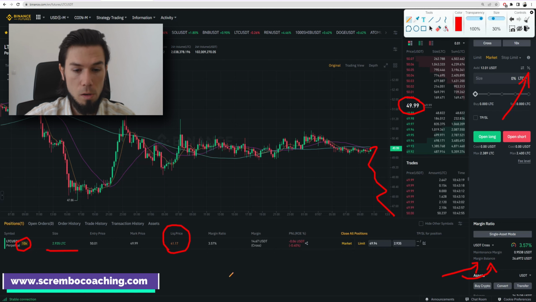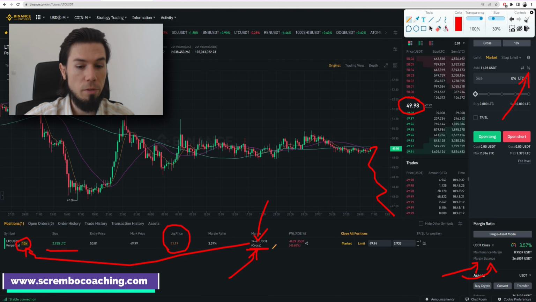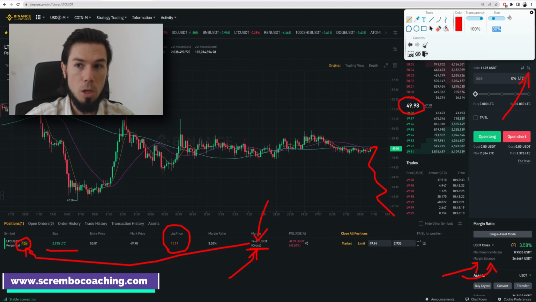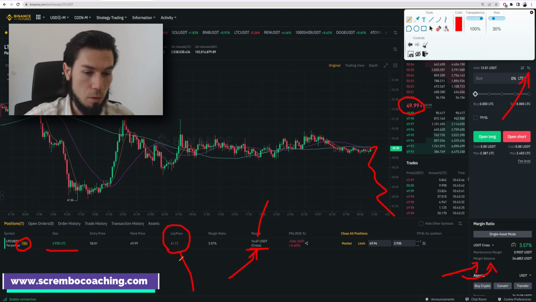Because this is a cross type of leverage, right? I put in 14.67 USDT, which is my initial margin. That is multiplied with a 10x leverage. So my whole size is worth $146. I'm not going to lose just this specific $14.67 if the liquidation price is touched. I'll lose my whole balance. This is the way it functions on a cross market.